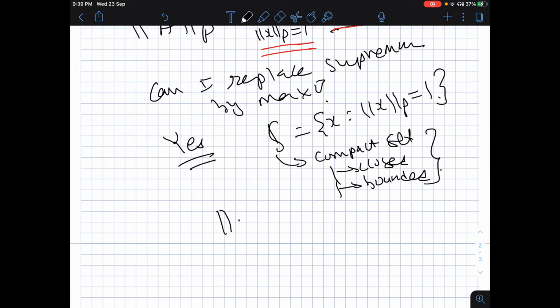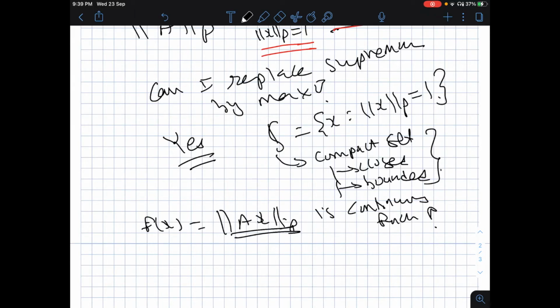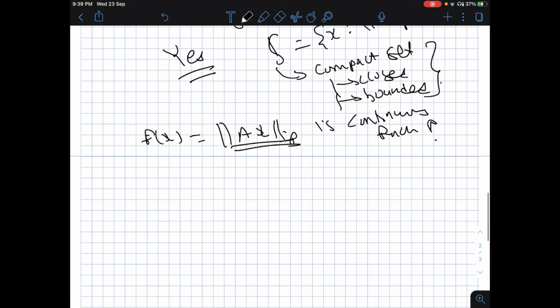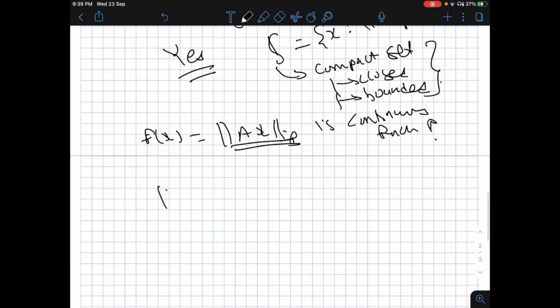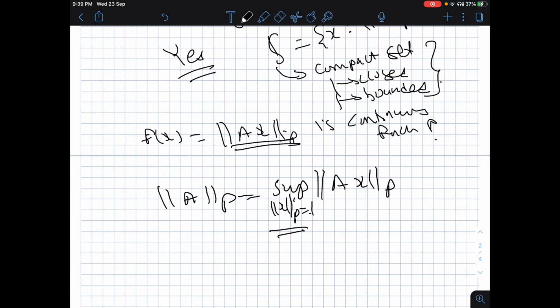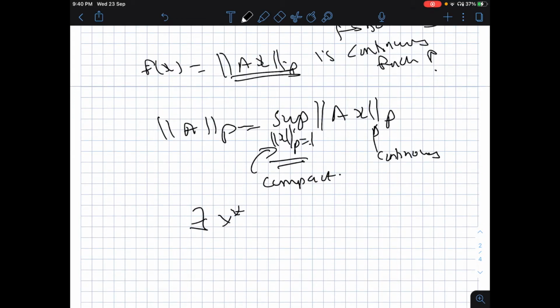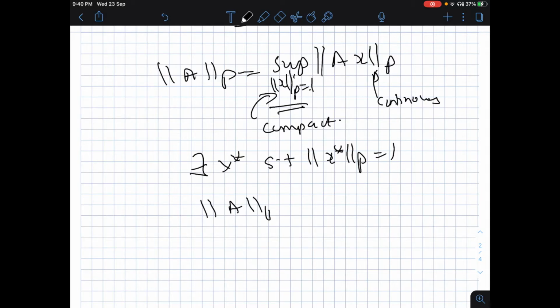And what about this function A of x? If this is written as f of x, is this a continuous function? The answer is yes, because this is a vector norm, and I have already shown you in the earlier class that a vector norm is a continuous function. So in this definition this function is continuous and the set is compact. So by Weierstrass theorem, there exists an x star such that the length of x star in the pth norm is 1 and it achieves the maximum.